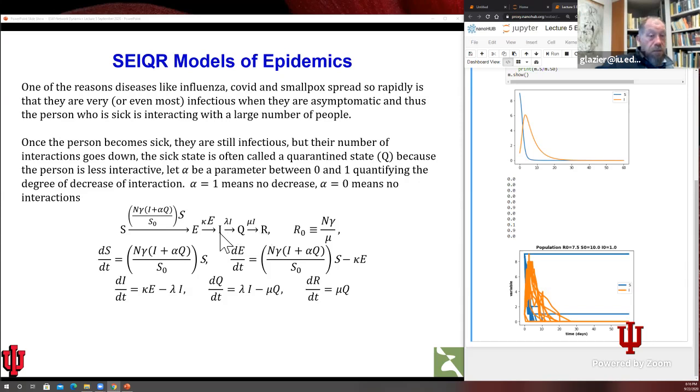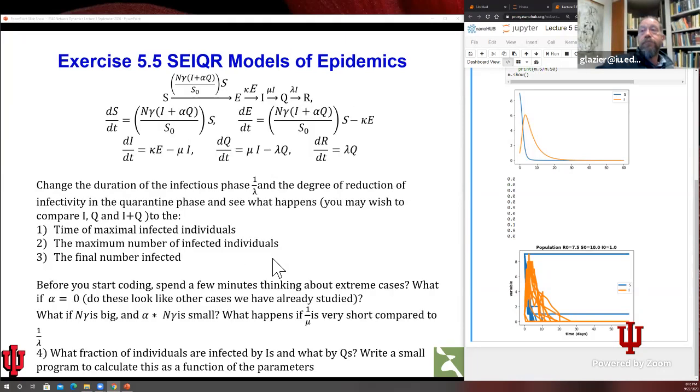The I phase, when you're feeling okay but infectious, would be fairly short. The Q people might still be a little bit contagious, but not as much because they're not going around spreading the disease as much. And so then again, you can analyze the model structure. Not that much is different, but for given values of R naught, you'll get different results. And for different timings, you'll get different results.